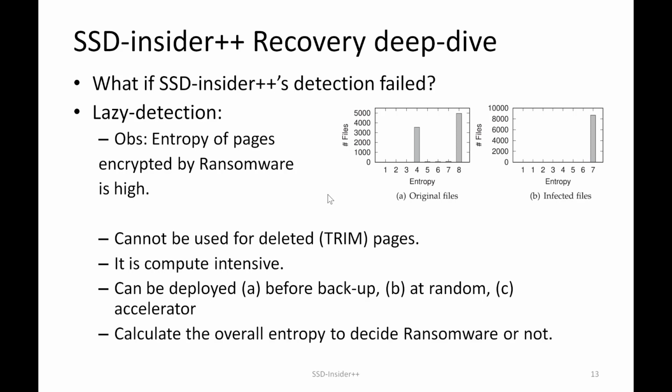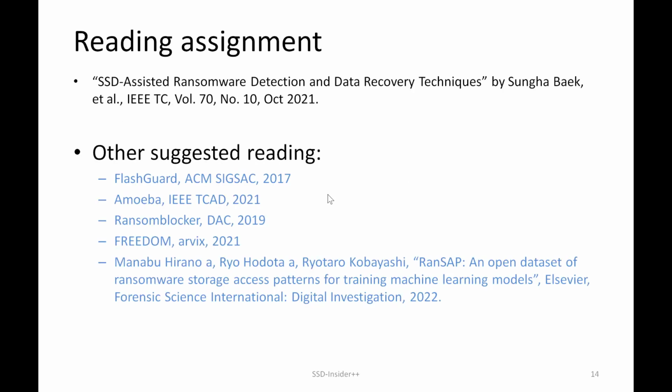Whatever the method is, such entropy differences or changes in the entropy are observed across a large number of pages, and if for the majority of these pages the entropy change is high, then it can hint at a ransomware attack. So with that, I will conclude the discussion of this paper.